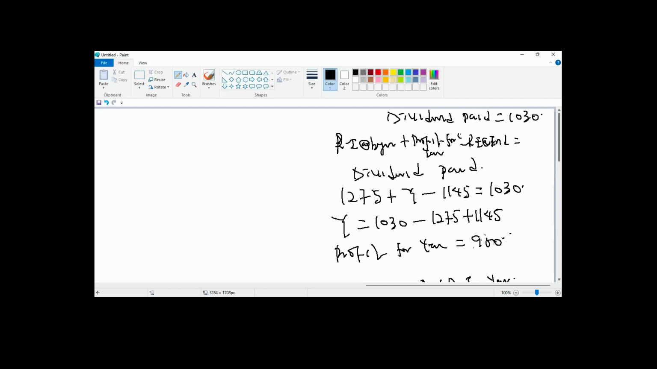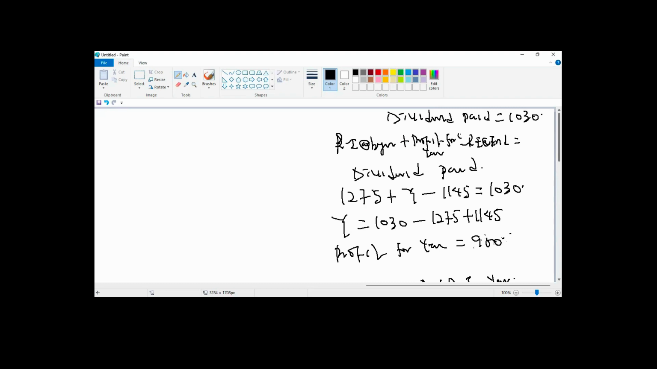It's giving us 900 now. This is on my calculator: 1030 plus 1145 minus 1275. You said 1030 minus 1275 plus 1145, yes, that is 900. That 900 is probably the profit for the year. Whichever way you press it, 1030 minus 1275 plus 1145 gives 900.